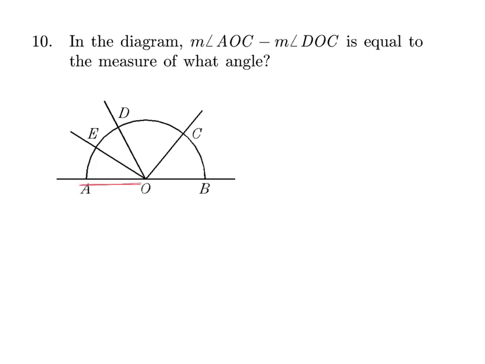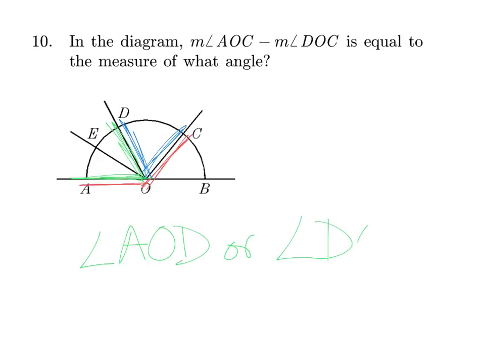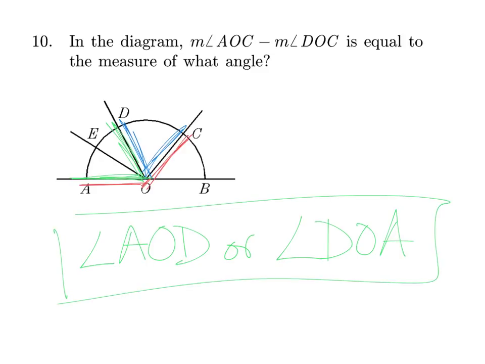All right, in the diagram, here I have AOC, and I'm cutting away DOC, and that leaves me with what angle? That leaves me with this angle here, the green angle. So that's angle AOD, or angle DOA. Right. Both are correct ways of expressing the answer.